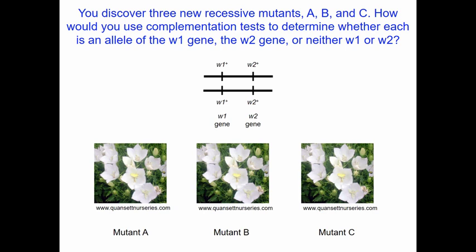Because if your new mutant fails to complement one of the testers, then that's it. You know it's an allele of that gene, and therefore it can't be an allele of anything else, because alleles are only an allele of one gene.